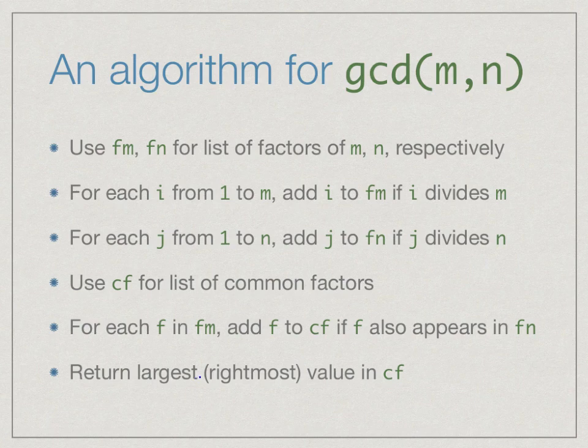So this gives us a slightly more detailed algorithm for GCD. It's more or less the same as the previous one, except it spells out in a little more detail how to compute the list of factors of m, how to compute the list of factors of n, and how to compute the largest common factor between these two lists. So earlier we had three abstract statements, now we have expanded it out into six slightly more detailed statements.